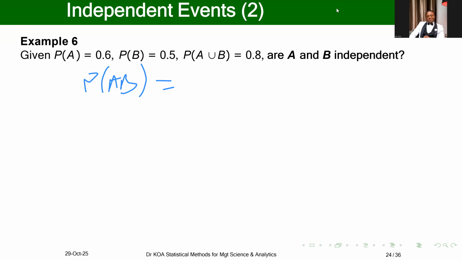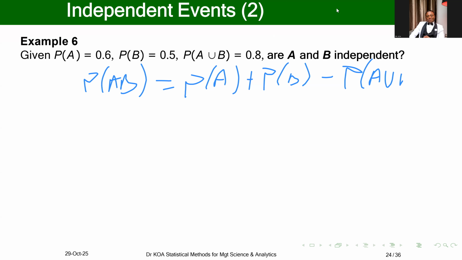If you are using the complementary rule, it's going to be the probability of A plus the probability of B minus the probability of A intersection B. You said A intersection B. It's A union B. So it's the probability of A union B. That's it. It didn't tell you to find anything. But based on this, that is one thing I can find.